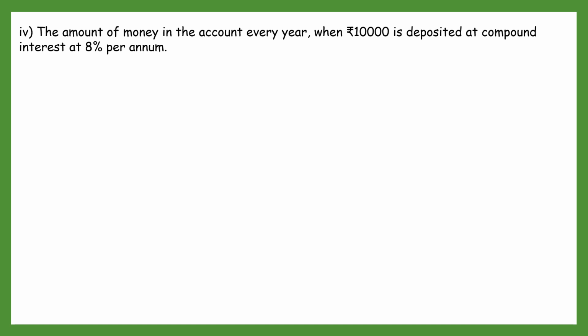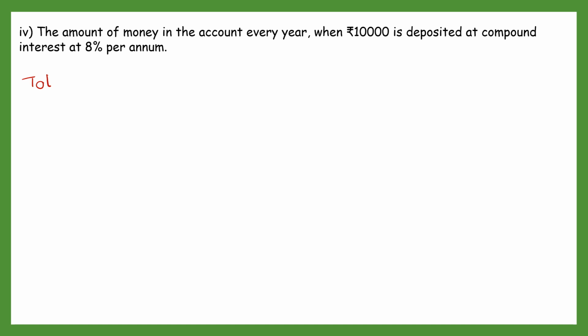Next question. Amount of money in the account every year when rupees 10,000 is deposited at compound interest at 8% per annum. So we should make the list for the amount of money present in the account every year. And after that we should check whether that list is in arithmetic progression or not. They have initially deposited 10,000 rupees at compound interest. We know the formula for the amount after compound interest is given.